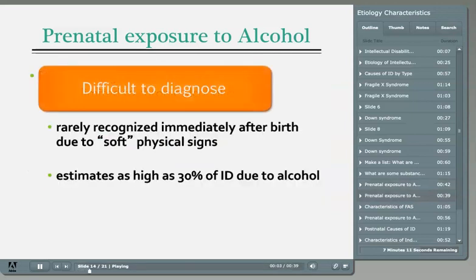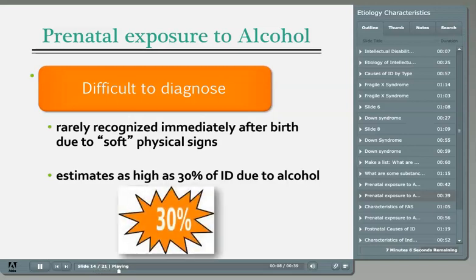Fetal alcohol syndrome is very difficult to diagnose at birth because there are only very subtle physical features, and you have to get a mother that admits to using alcohol during pregnancy. Many mothers would not want to admit this because they would fear that somebody might take their baby away from them. We are really not sure how many cases of intellectual disability are due to alcohol use, but experts do indicate that they believe it is the leading cause of intellectual disability. So this is a very serious problem. Some estimates are as high as 30% of intellectual disability is caused by fetal alcohol syndrome.